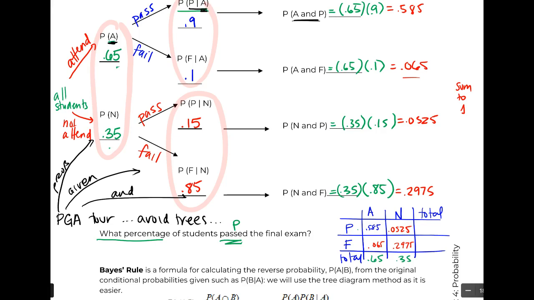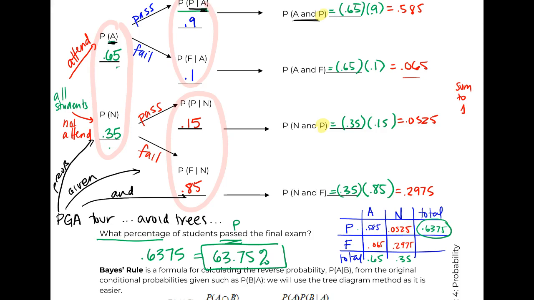And if we add these up, we're looking for this right here, this pass, and we can see that's just going to be 0.585 plus 0.0525, so 0.6375. And as this is a percent, I'll go ahead and rewrite this as a percentage. Now, you could have done this straight from these ands, by just grabbing the 2 things that are pass. If we're talking about passing the final, we don't care if they attended or didn't attend. We have to take both of those and add them back together.